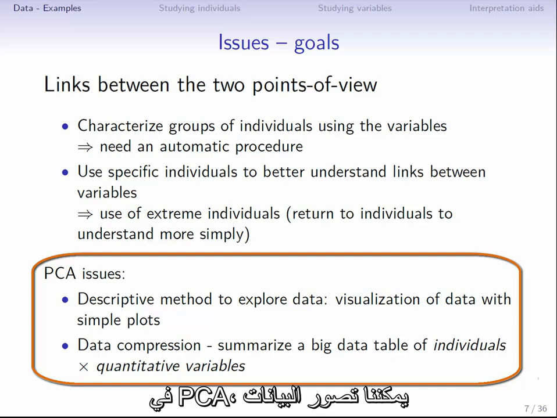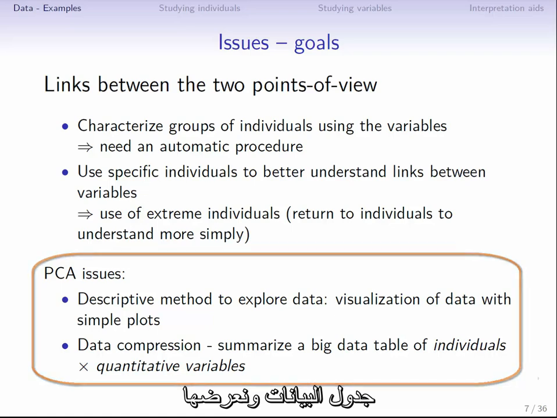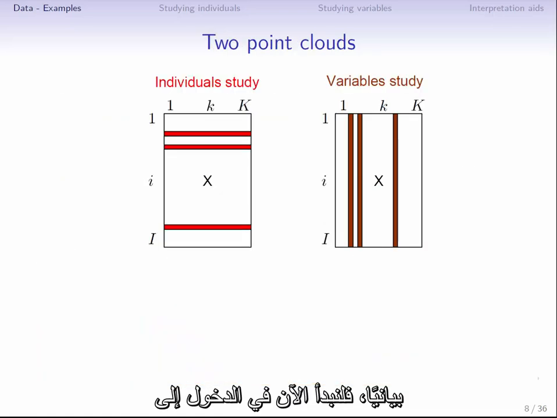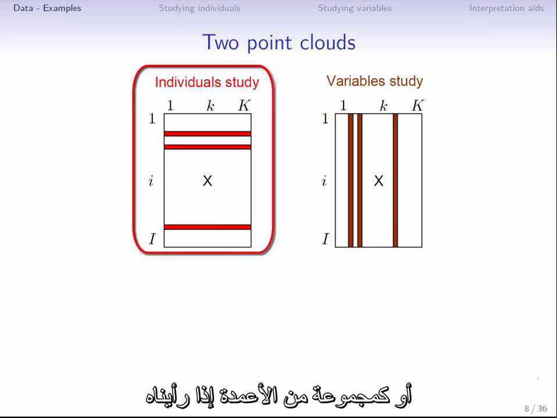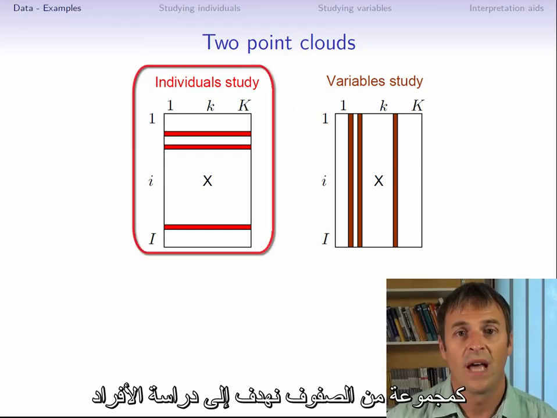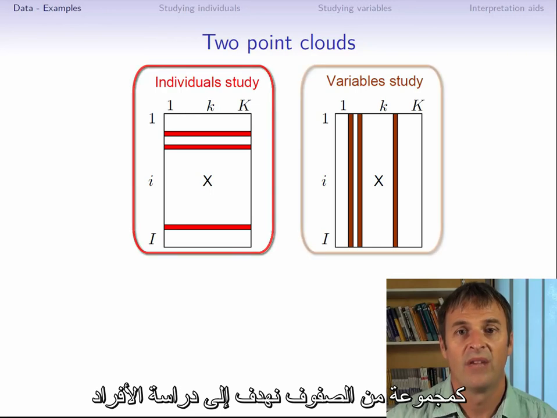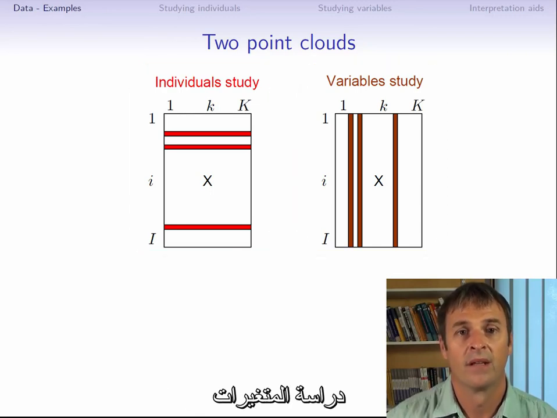In PCA, we can visualize the data with simple plots, which give nice summaries of the data. Essentially, we take the information contained in a data table and view it graphically. Let's now start to get into the details. We said earlier that we can look at our data table as a set of rows or as a set of columns. If we see it as a set of rows, we aim at studying individuals. If we see it as a set of columns, we aim at studying variables.